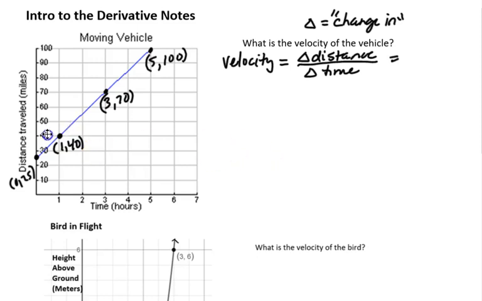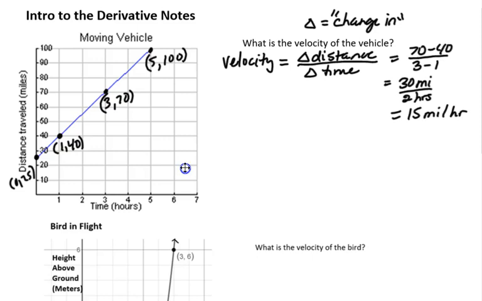So for example, we could look at the change in distance between (1, 40) and (3, 70). We could say there's a difference of 30 miles over a difference of 2 hours, 3 minus 1. So we'd have 30 miles in 2 hours, or 15 miles per hour. We could do that with any other points. I could do that with (5, 100) and (0, 25). I could say our change in distance over change in time is a total of 75 miles in 5 hours, which would end up being 15 miles per hour.